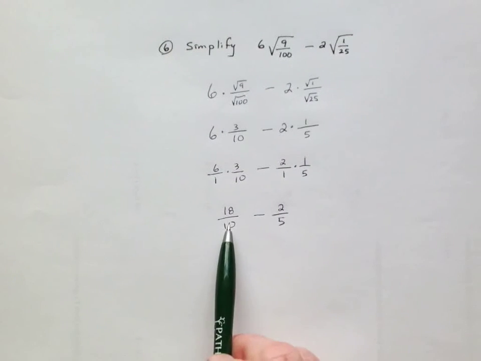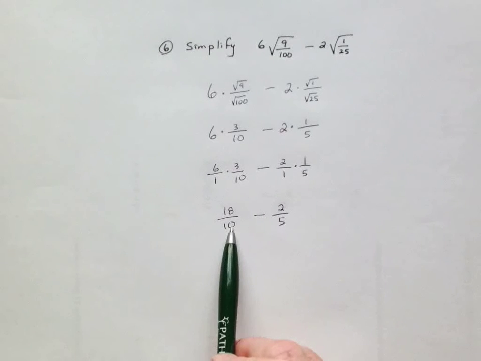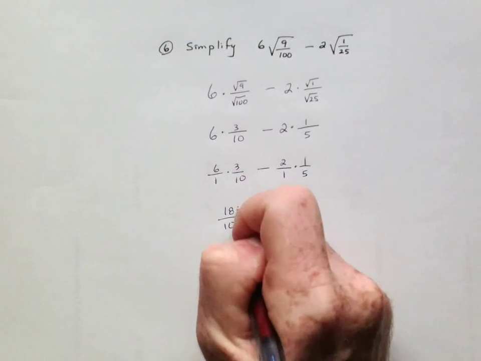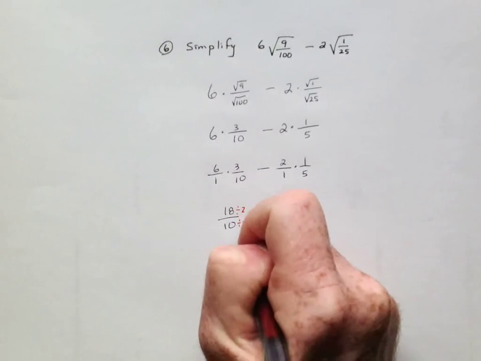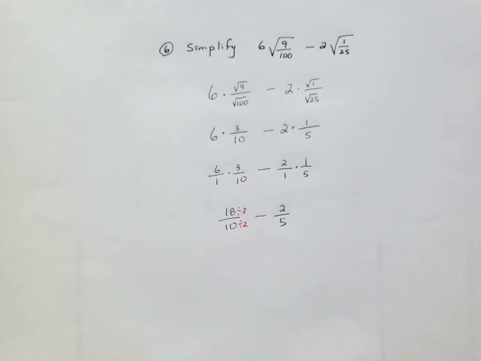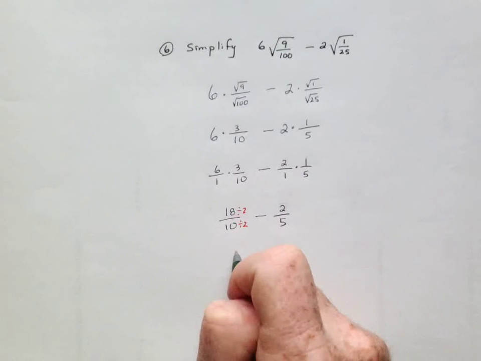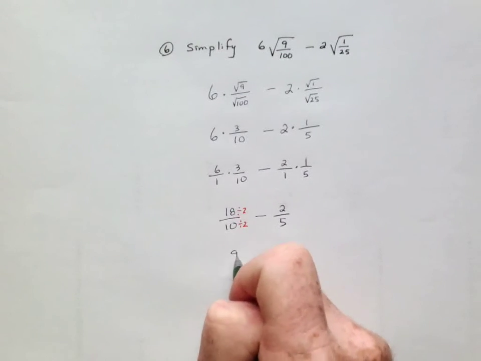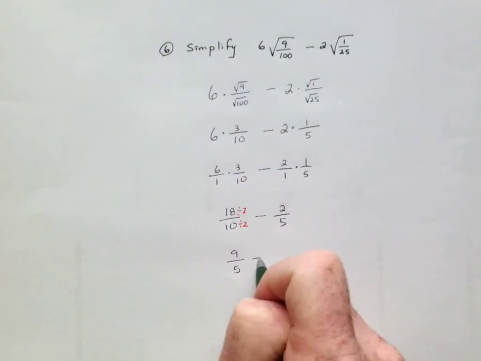Or I could do the reducing now. And I'm going to go ahead and do the reducing now. Both of these numbers can be divided by 2. So divide by 2 and divide by 2. That will make the numbers smaller from this point on. So this would be 9 on top and 5 on bottom.